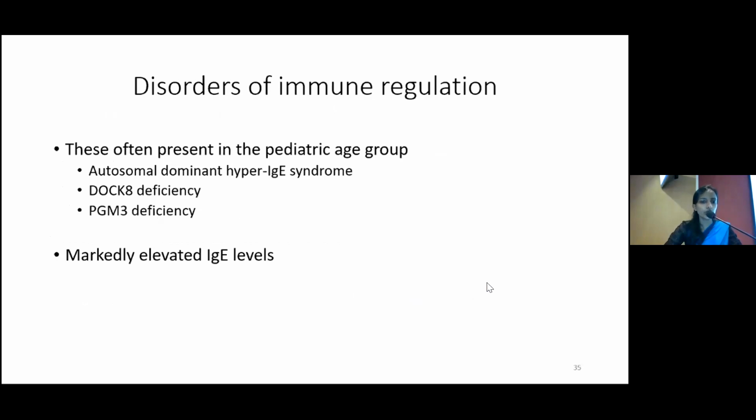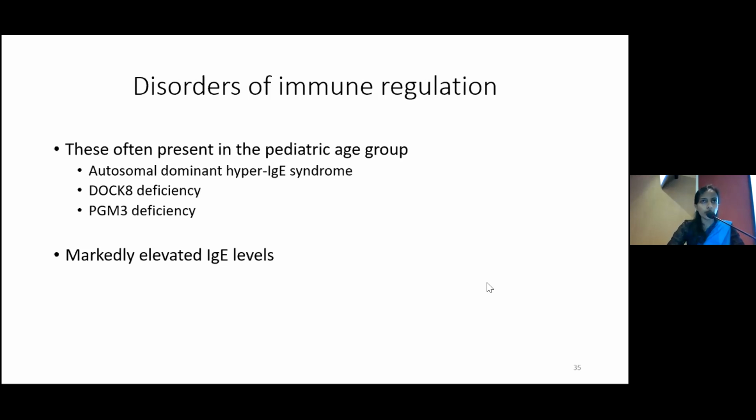Then there are several disorders of immune regulation associated with eosinophilia, mainly seen in the pediatric age group. As you can see here, common ones are hyper-IgE syndrome, DOCK8 deficiency, and PGM3 deficiency. So all these conditions are associated with high IgE levels.